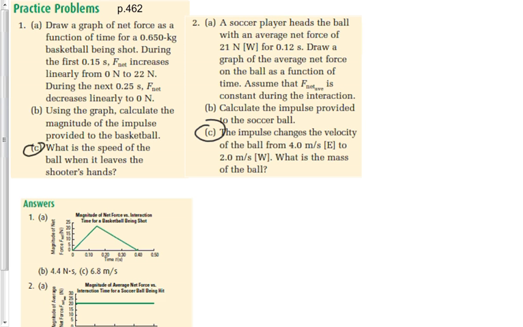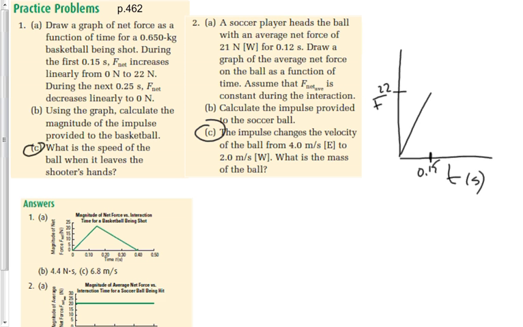Number 1 involved, you know what, I think we're going to have to do the whole question in order to do C. That's okay though. Number 1 says, draw a graph of the net force as a function of time for a 0.65 kilogram basketball being shot. Okay, force versus time. During the first 0.15 seconds, it increases from 0 to 22 newtons, the force. So let's make that 22 newtons, 0.15 seconds. During the next 0.25 seconds, it decreases linearly to 0.